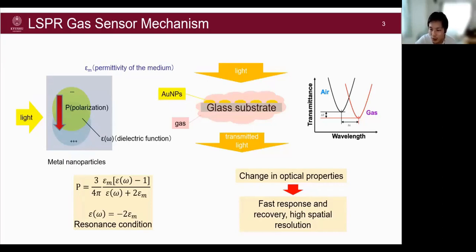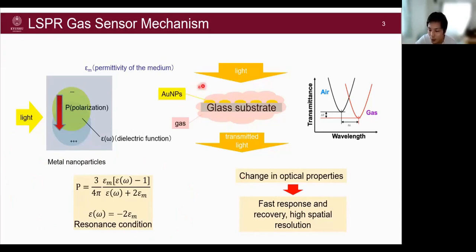The resonance between the incident light and the electric field varies with the ambient dielectric constant, as shown in the equation. This phenomenon is called LSPR. This phenomenon can be applied to gas detection.